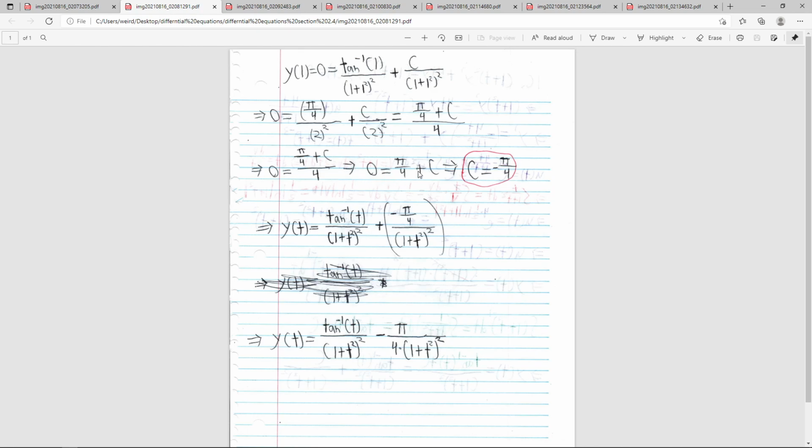So 0 is equal to pi fourths plus c because you multiply by 4. Then you subtract pi fourths to get c equal to negative pi fourths. And you can further simplify this by keeping 4 in the denominator down here. So that's y of t. And that's the solution.